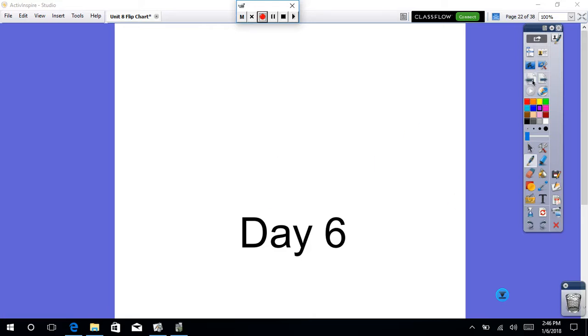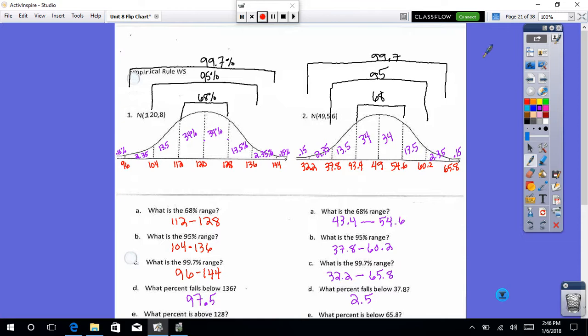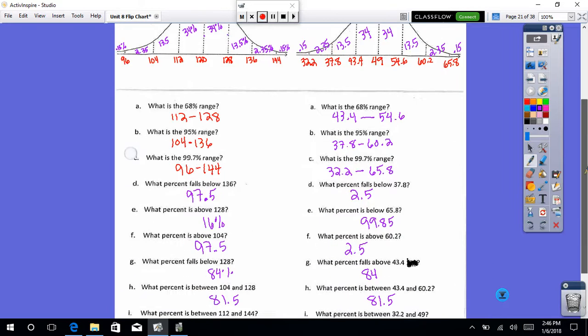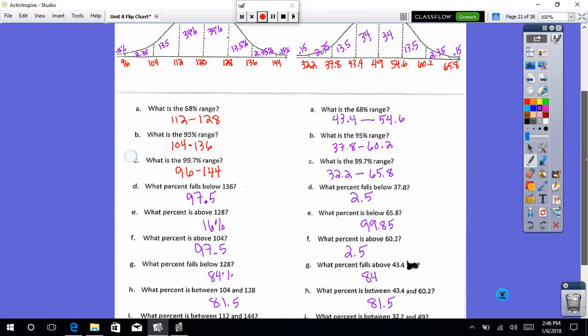Okay, moving on. Let's go back real quick and look at the work from yesterday. This was the bell curve that we filled out together. Here's the answers. So this is page 8. Go back and check to make sure you got your percentages or your ranges right.